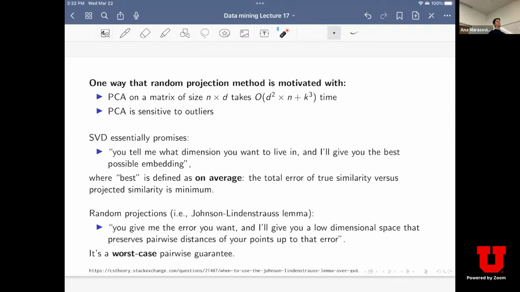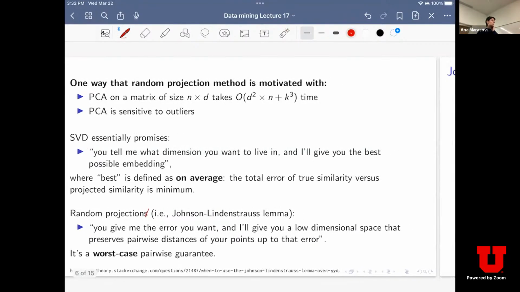So to me, this means that with random projection, you can solve or think about slightly different problems than necessarily what you are interested in with SVD. But at the same time, random projection will be more time efficient. And because of this worst case pairwise guarantee, it's also going to be less sensitive to outliers. Okay, so let's get into random projection.